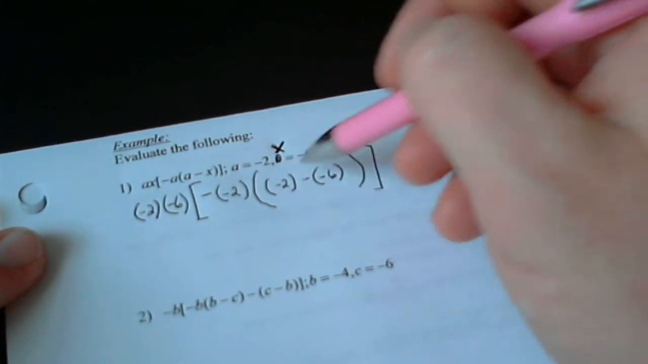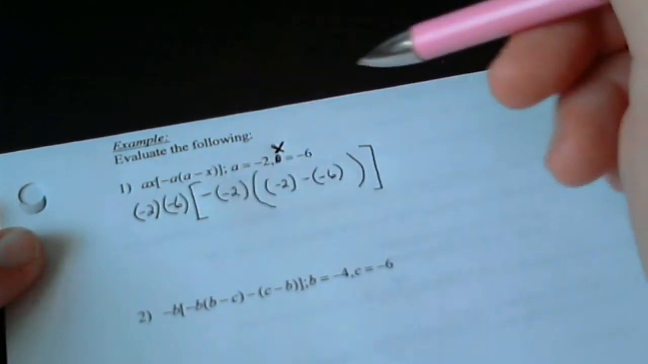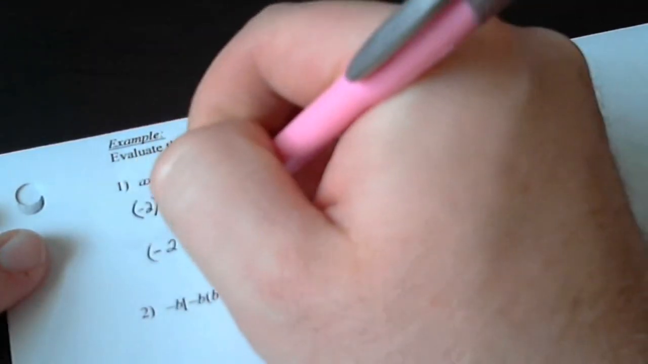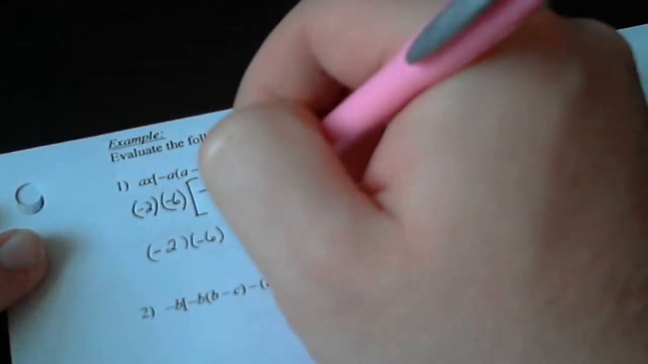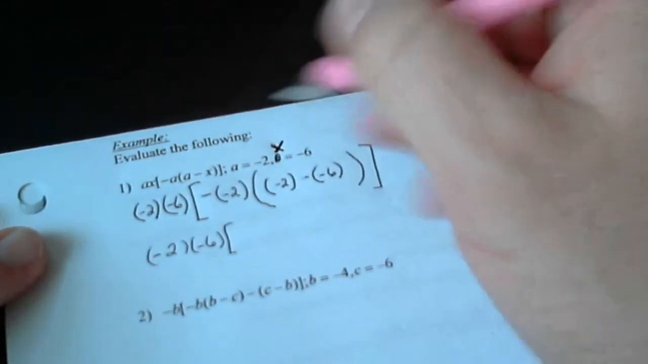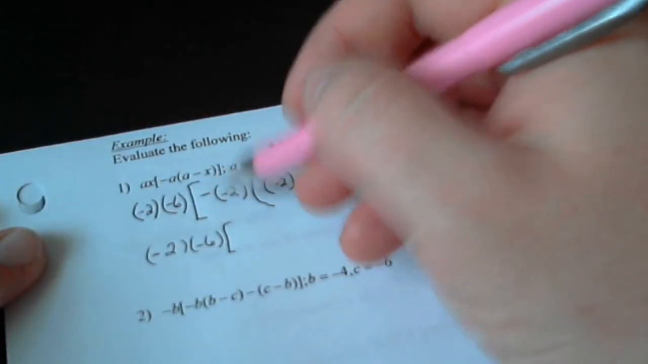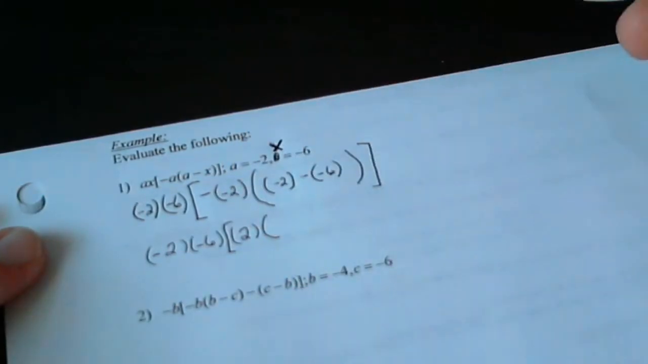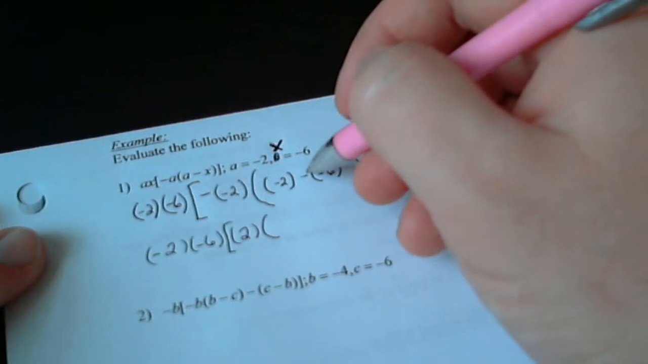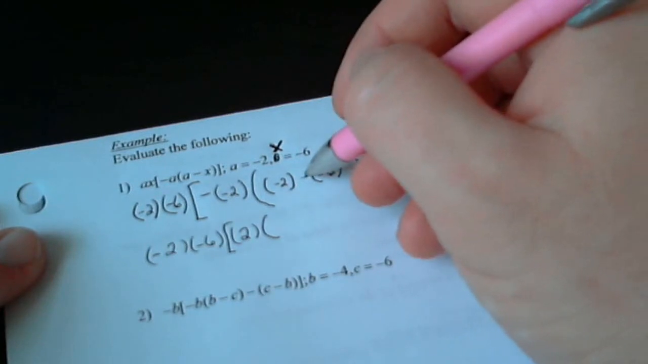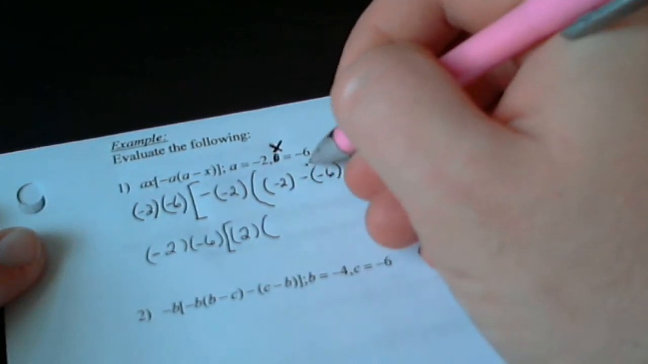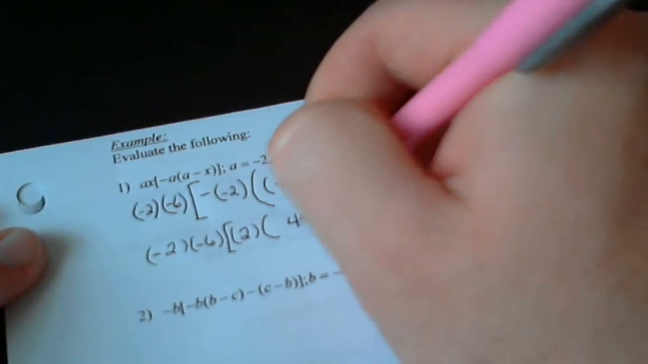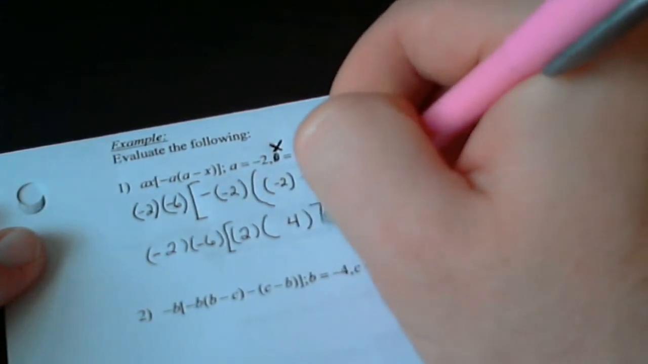Let's start in the inside here. We're going to have multiplication here and multiplication here. So I'm going to have -2 times -6. Start bracket. Let's go ahead and take care of this right here. We have the opposite of -2. That's positive 2. And now in these big parentheses, we have -2 minus -6. This becomes a plus sign here. -2 plus 6, positive 4. Close parenthesis, close bracket.